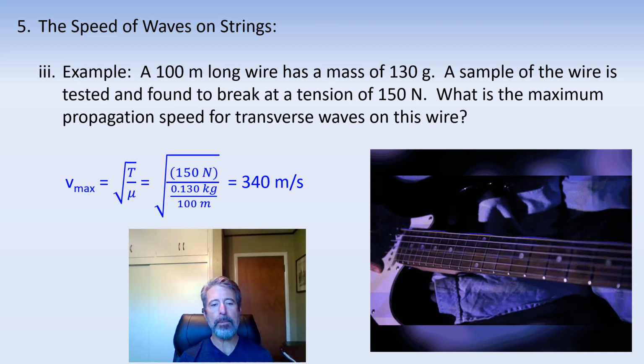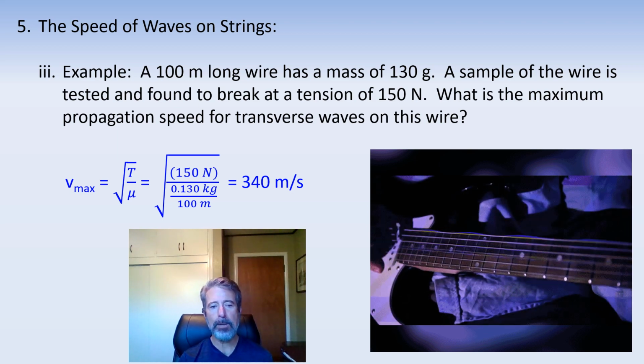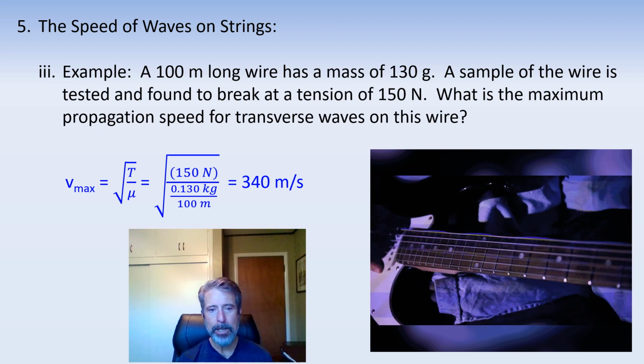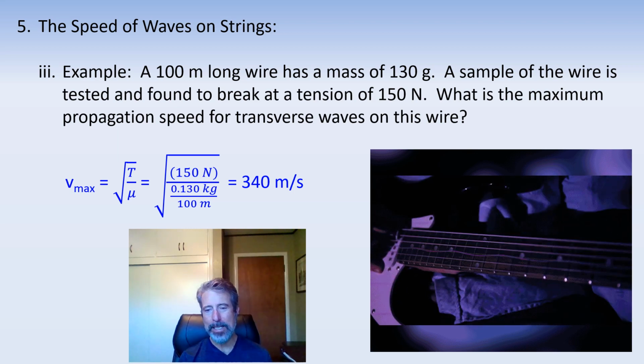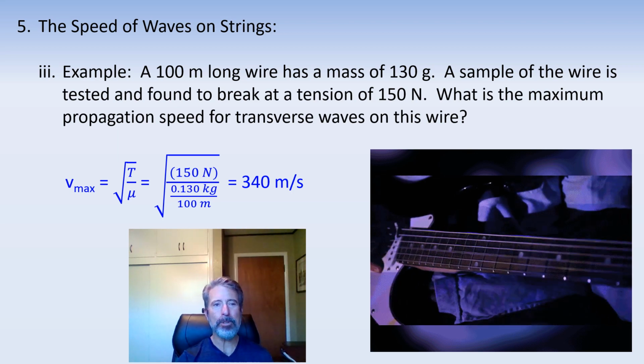We will plug in the information we're given: 130 grams, or 0.130 kilograms in MKS units, divided by 100 meters gives us a measure of the string density. And when we do the number crunching, we come up with a speed of 340 meters per second, which, by the way, coincidentally is typically the speed of sound in air at room temperature.